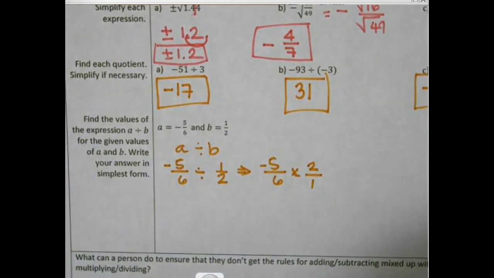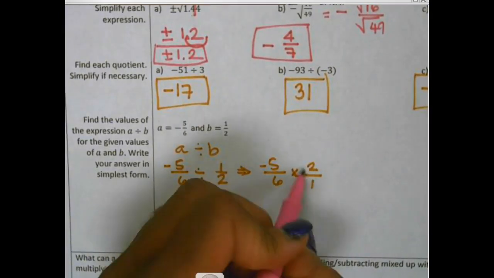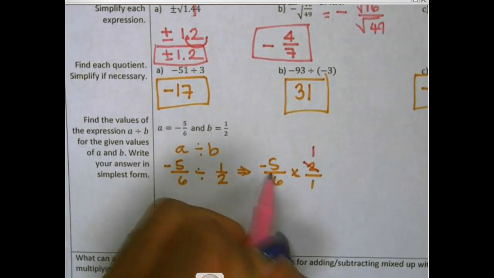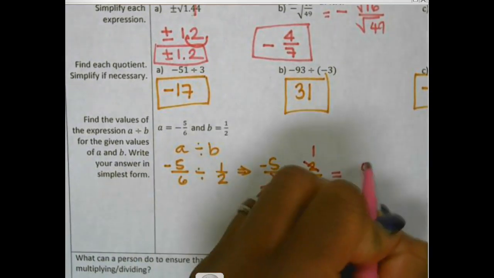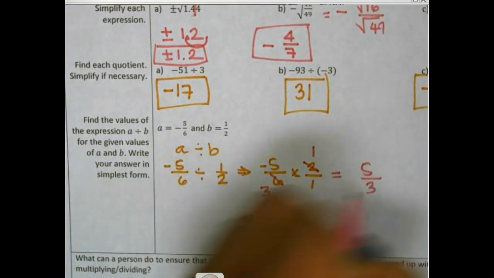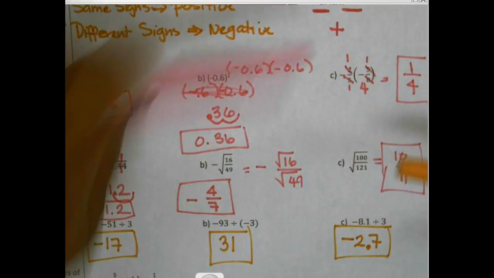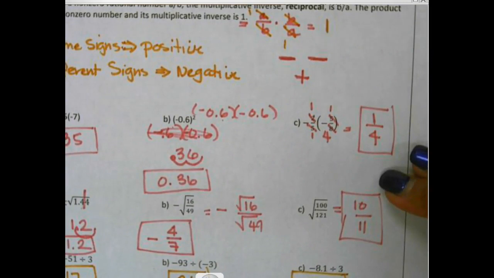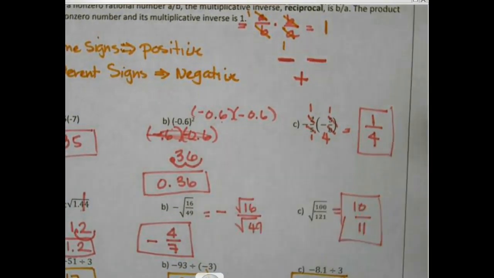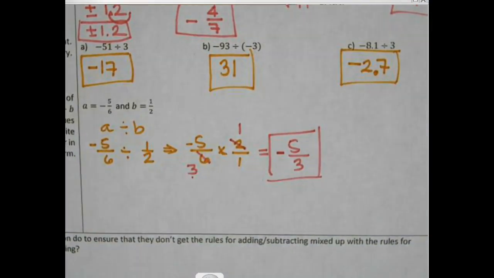Me, being the cross canceller that I am, I see that 2 and 6 have a 2 in common. 2 goes into 2 one time, 2 goes into 6 3 times. 5 times 1 is 5. 3 times 1 is 3. And I have a negative times a positive. Negative times a positive leaves me with a negative number. Negative 5 over 3. And again, I'm fine with improper fractions until we have to graph them. But otherwise, as long as it's reduced, this is the perfect answer for me.